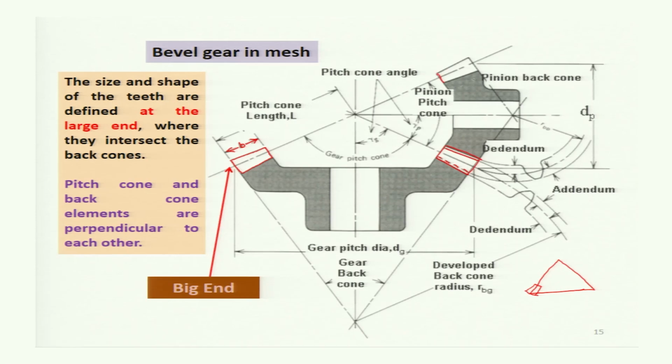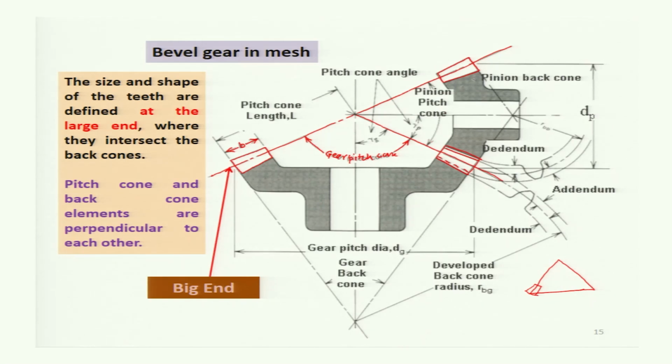And another tooth of the pinion, which is visible in section, is this one. Okay. So the cone, which is the line passing through the pitch points, is this: the pitch cone of the pinion, and this one is the pitch cone for the gear. Okay, so this is your gear pitch cone. Similarly, the pinion pitch cone will be this one.